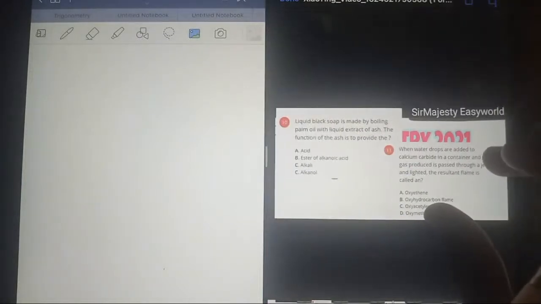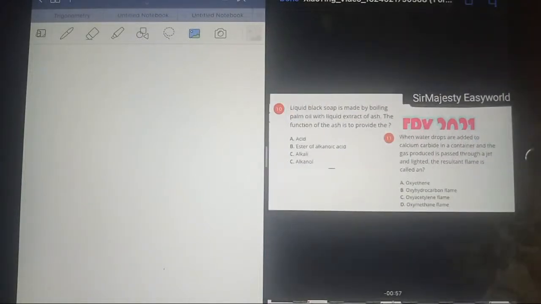Okay, number 10 says liquid black soap is made by boiling palm oil with liquid extract of ash. The function of the ash is to provide, this is very simple, this is how local soaps are produced. Please remember that when woods or plants grow in soil, they absorb potassium from potassium nitrate, so they retain it. They are a source of potassium. So potassium hydroxide is found in wood ash, which makes it alkali. It's to provide the alkali needed. So it's a kind of saponification reaction whereby the base is provided by the ash. So the answer is C.